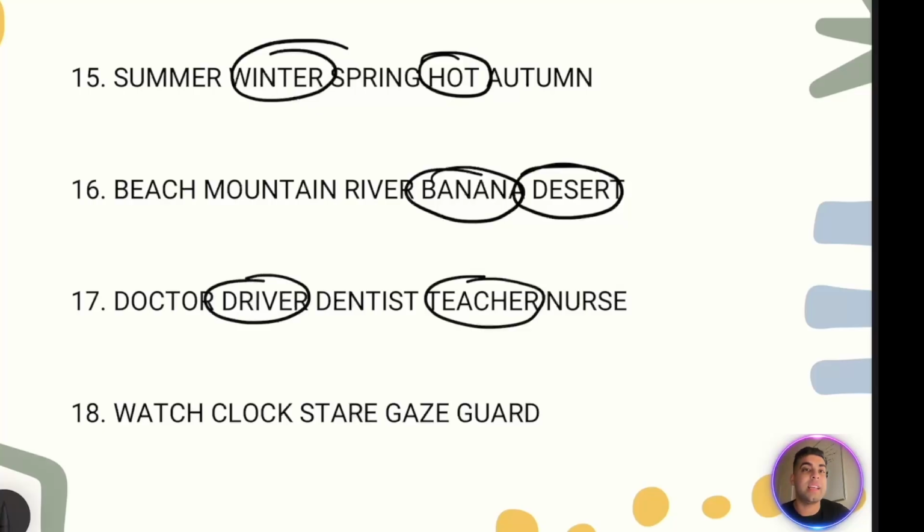And finally, watch, clock, stare, gaze, guard. Watch, clock and guard are associated with time or monitoring, while stare and gaze are related to looking. So stare and gaze it is.